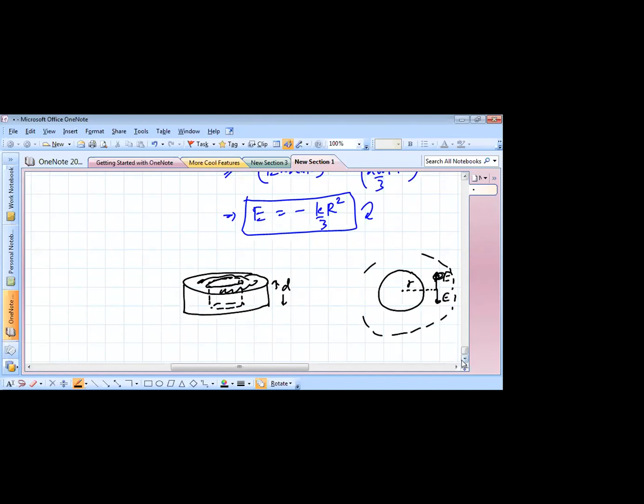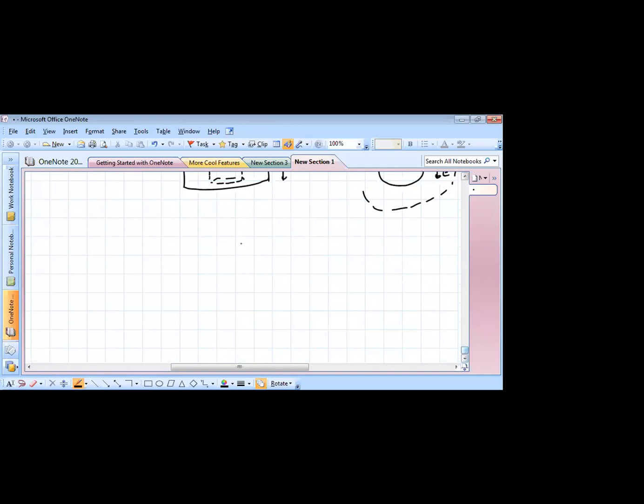So the current through that ring will be equal to the integration of J dA. That is nothing but sigma E dA. Here, if this is the cross section of the wire, this is the inner radius a, this is the outer radius b, and this thickness is d.